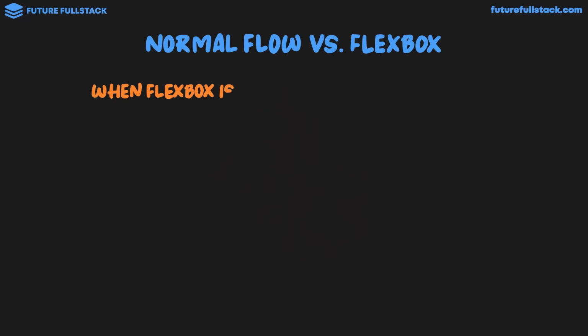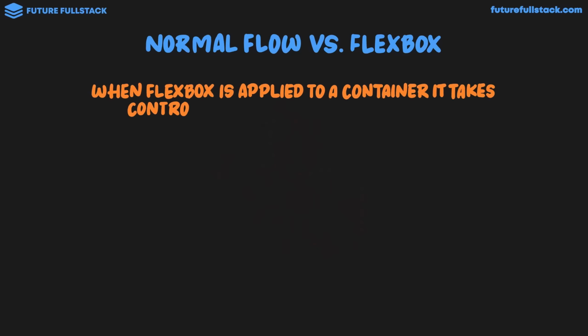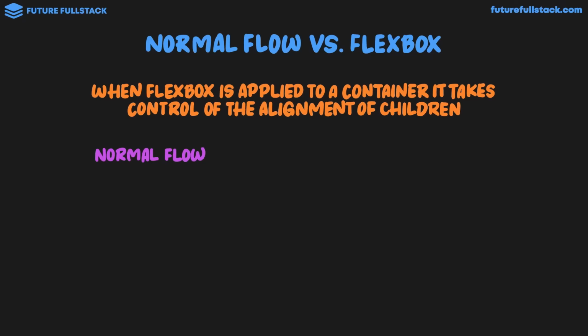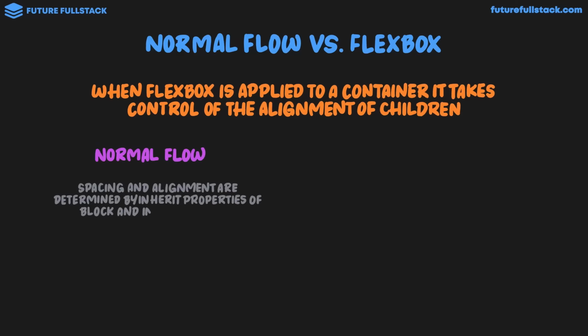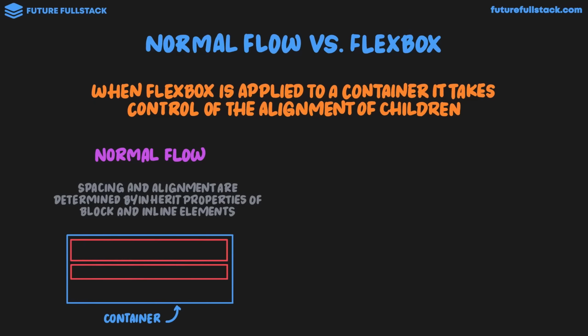When Flexbox is applied to a container, it takes control of the alignment of the children. So looking at normal flow first, spacing and alignment are determined by inherent properties of block and inline elements. So let's say we have a container. Inside the container, we have block elements and an inline element. So this is normal flow with no Flexbox. And all the spacing and alignment properties are inherent in the block and inline element properties. For example, the inline element just takes up the width of the content.